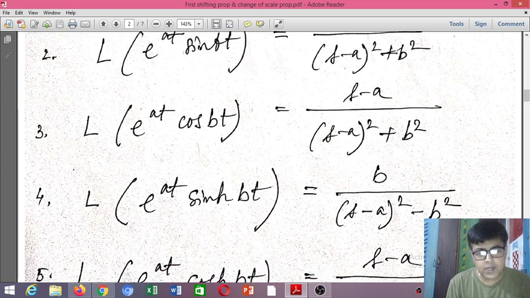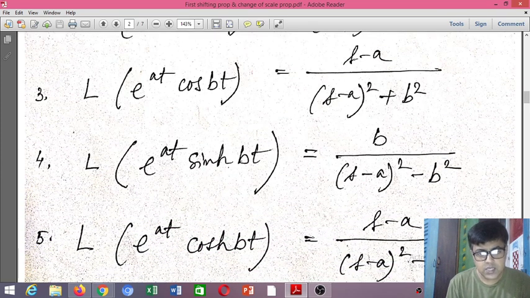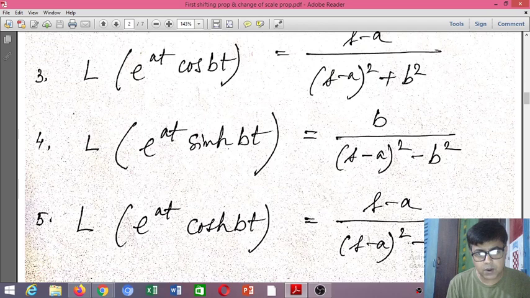Likewise, if you multiply the hyperbolic function sin hyperbolic bt with e to the power at, that means if you find the Laplace transform of e to the power at into sin hyperbolic bt, that will be b by (s minus a) whole square minus b square. If you remember the results of L of sin hyperbolic bt and L of cos hyperbolic bt, then you will easily be able to apply this theorem in this manner and get the result out of it.